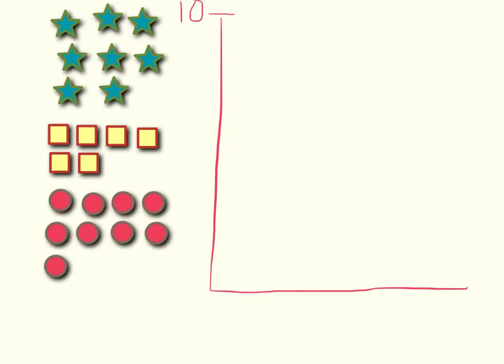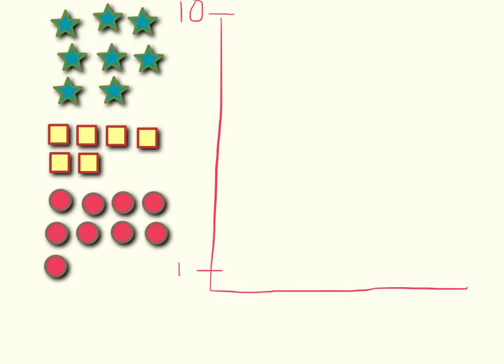Now we're going to graph our stars, our squares, and our circles. So let's make our graph. When making a graph, it's always important to remember to label them. And we're going to label this one again up to 10.